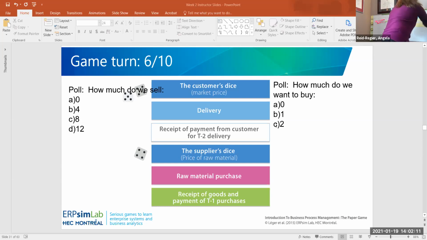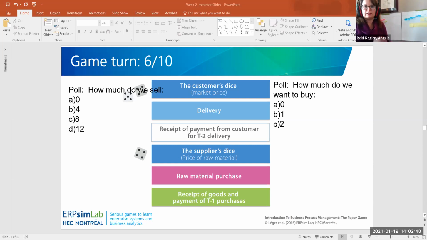Okay. And then we can take payment for anything we delivered 2 rounds ago. So we're owed $84 for deliveries we made 2 rounds ago. So there is our check. This is our check for $84. Let's put that over here. Okay, so we've taken delivery, we've received payment.